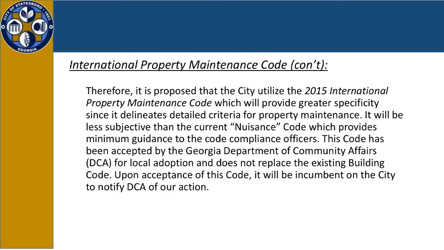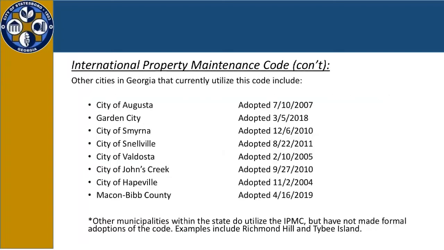This code has been accepted by the Georgia Department of Community Affairs for local adoption and does not replace the existing building code. This is in addition to the building code. Upon acceptance of this code, it will be incumbent on the city to notify the Department of Community Affairs of our action. Now, this code is used in other cities, and you can see the list there.